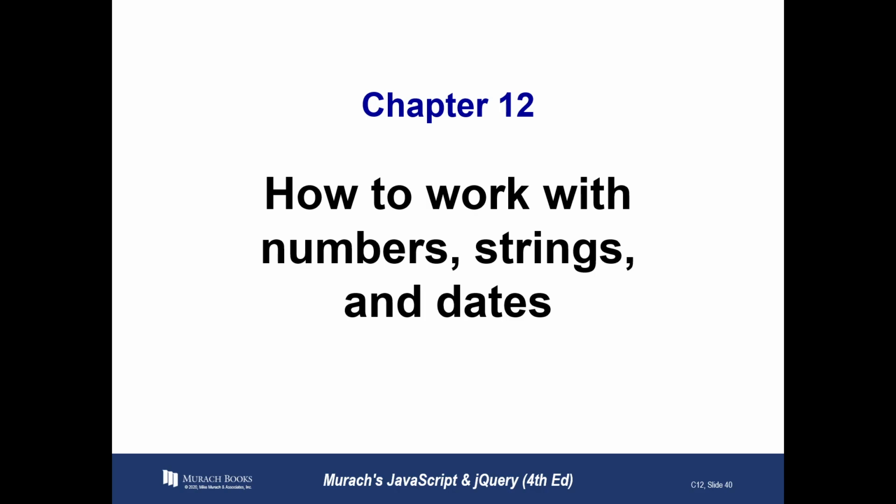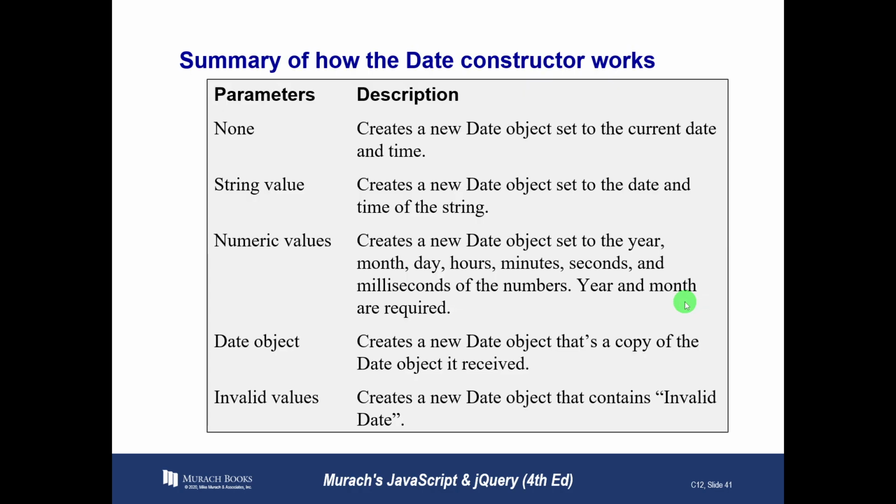In this video, we're going to take a look at dates and how to work with dates in JavaScript. So the date constructor, when we say new Date, we can pass it some different things. If we don't pass it anything, we'll create a date object set to the current date and time, which is taken from our computer because our browser is running on our computer. So it'll look at the local date and time.